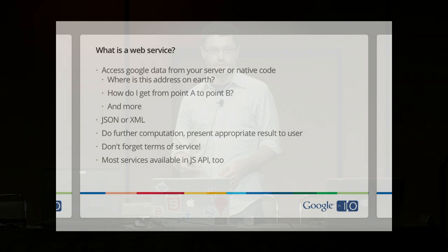Do remember that we have a terms of service that requires you to eventually do something with this data on a Google map through the JavaScript, Flash, Static Maps API, or Earth API. So the idea here is you can do further computation with your server or your application and eventually display a map to a user, doing something intelligent based on the result of that computation.